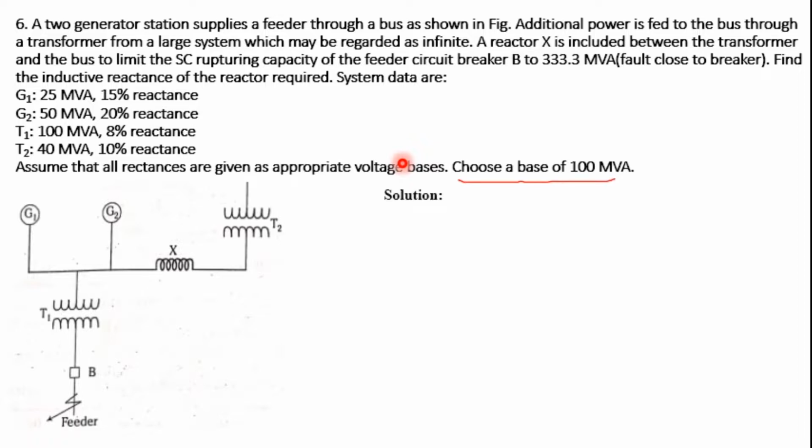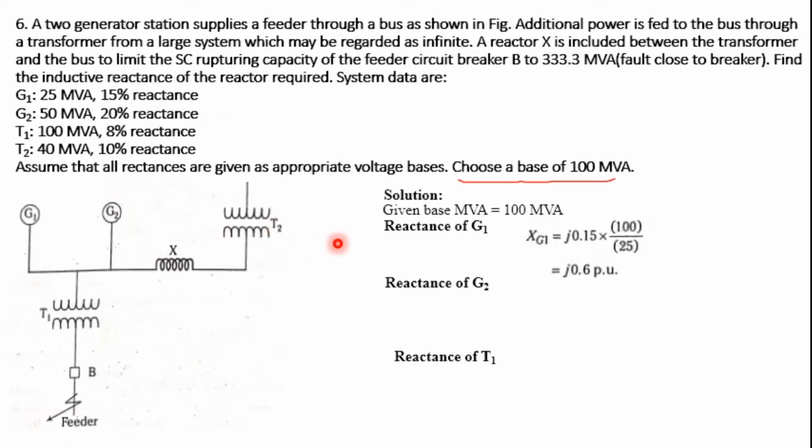So what will happen? Okay, let's solve this. Based on this, we have to consider the MVA base as 100 MVA. So here there is no question of considering the base voltage because it is not subjected to the consideration of voltage. Okay, so we have to calculate G1, G2, transformer T1 and T2. Okay, let's calculate one by one.